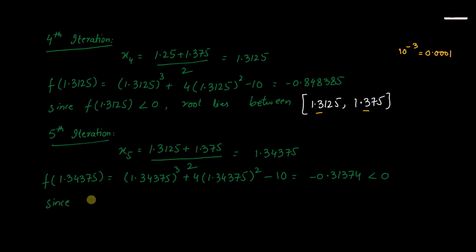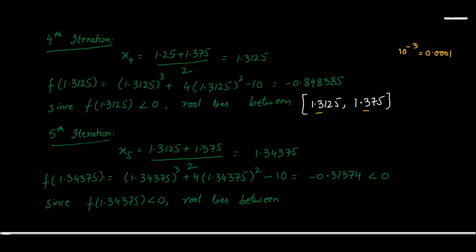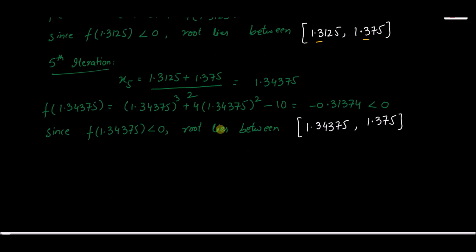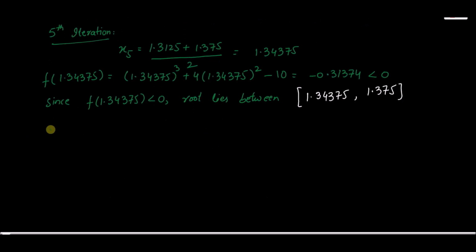Since f of 1.34375 is less than 0, the root lies between. So we need to update our interval on the negative side. So the updated interval is, we need to change it to 1.34375, and the positive side will remain, that is 1.375. Okay, we need to go for more iterations.